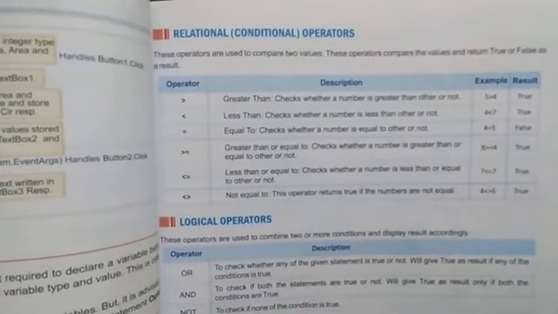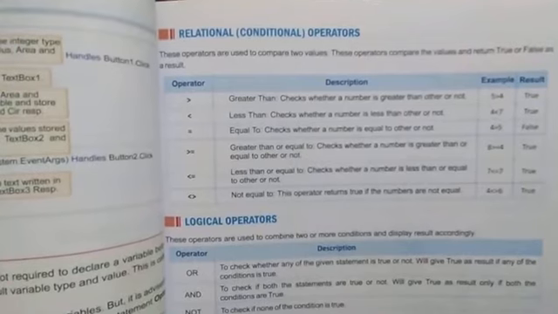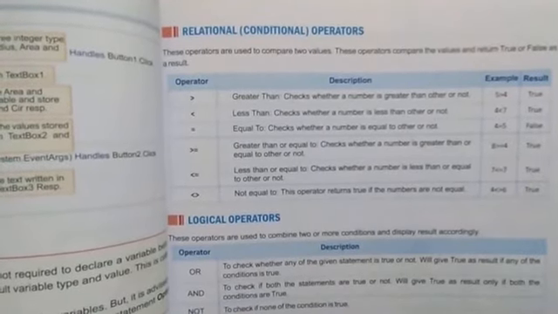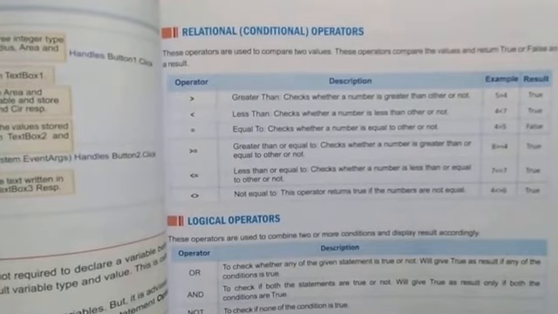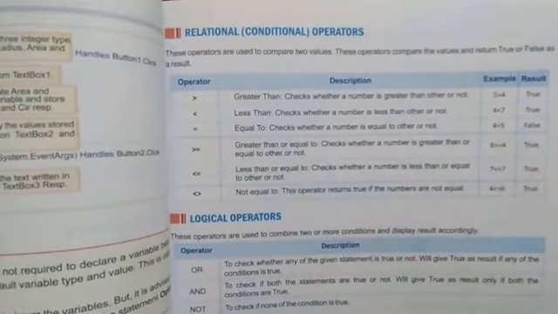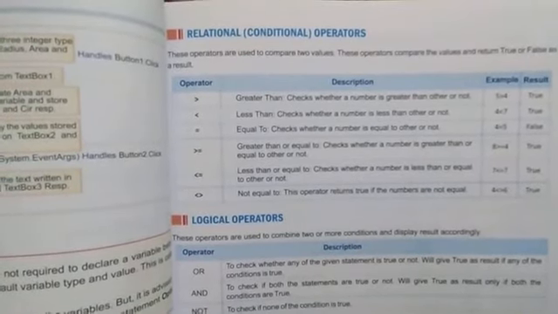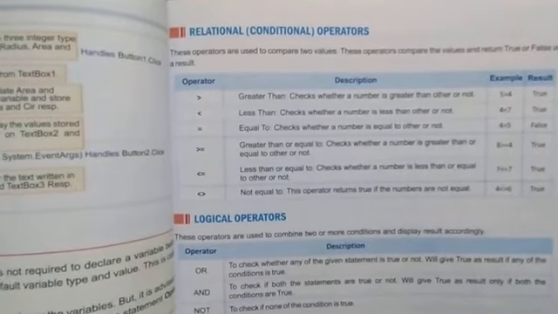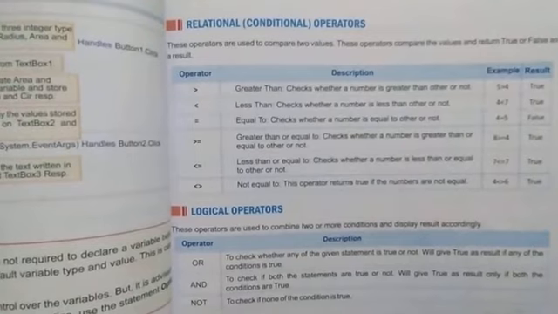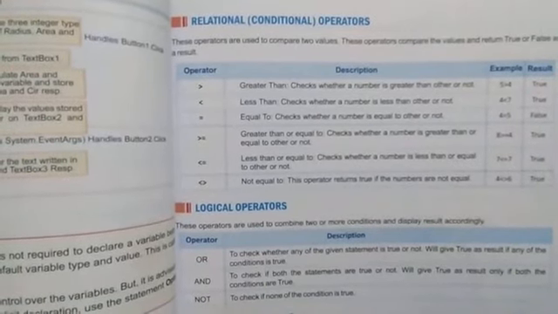Now, relational or conditional operators. Yes students, relational operators are also called conditional operators. These operators are used to compare two values, and they compare the values and return true or false as a result. So students, you can see the result will be either true or false. That will depend upon the condition.